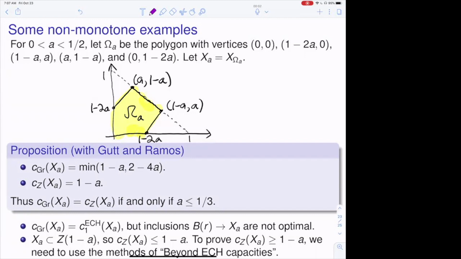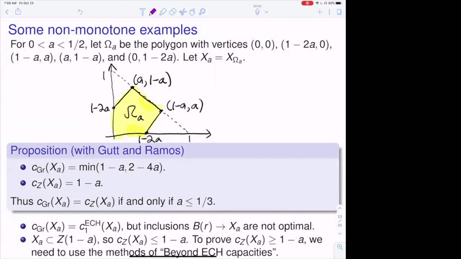If A is bigger than 1/3, then this minimum becomes 2 minus 4A. So for A from 0 to 1/3, the Gromov width and the cylinder capacity are the same. Then for A bigger than 1/3, the Gromov width suddenly starts decreasing faster than the cylinder capacity. To prove this, we showed the Gromov width is seen in this case by the first ECH capacity. Although in this case, it's no longer true that you just take the biggest ball that's a subset and that's optimal. We can find the ball embeddings, but they're more non-trivial.